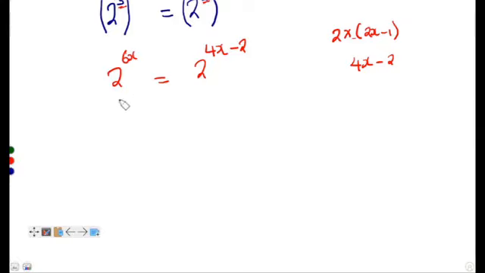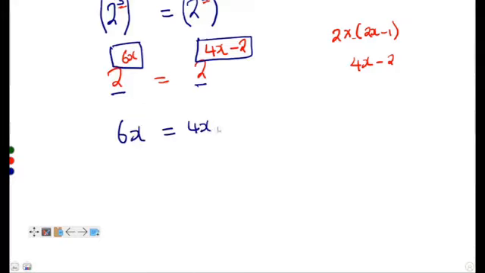Since the bases are the same, that's why we had to rewrite our question in such a way that the bases are the same, then we just equate the powers. So we can equate this power 6x to 4x minus 2. So we are going to write 6x equal to 4x minus 2. So we can collect the like terms. So we have 6x minus 4x is equal to negative 2.